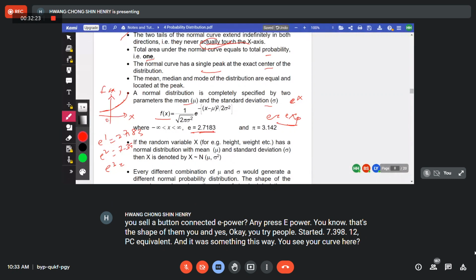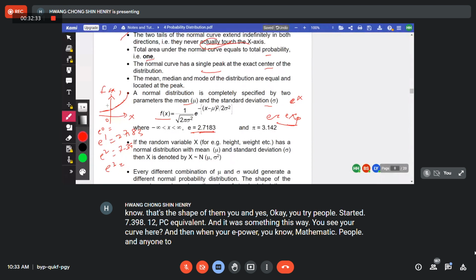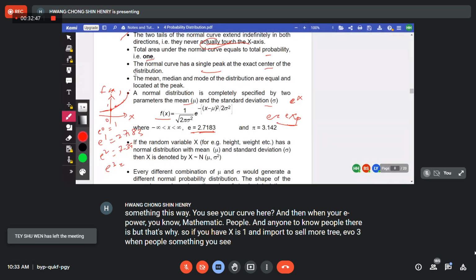And then when your E power 0, in mathematics, any E power 0 is equal to 1. Anyone to know? E power 0 is 1. That's why it intercepts here at 1. So you see your curve here, where x is 1, 2.71, and E power 2, 7.3, E power 3, 20 point something. You see this curve will go up very high.